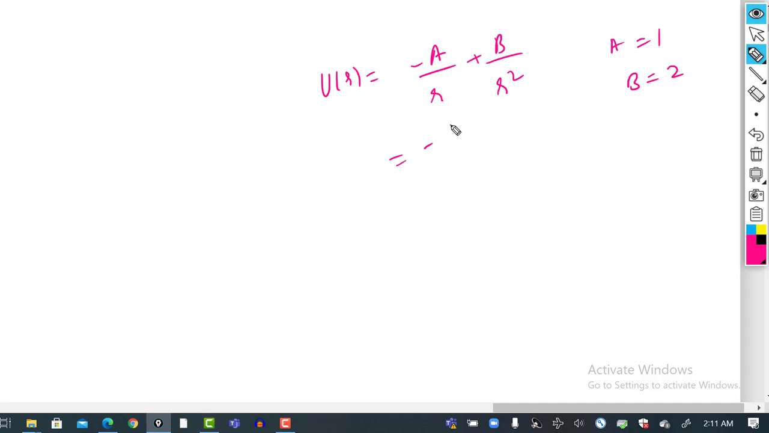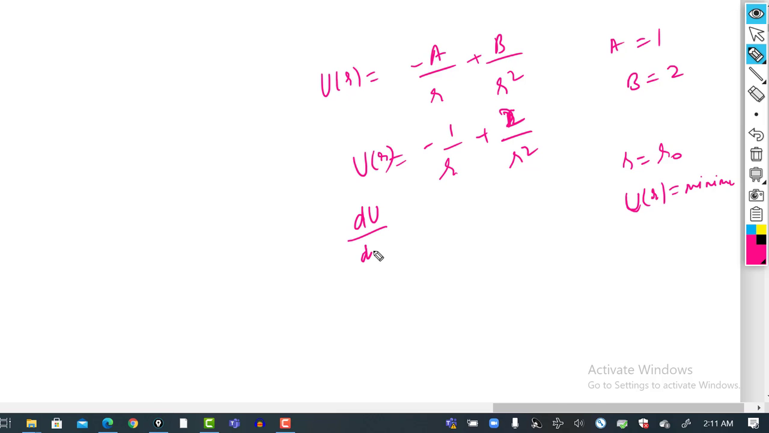Okay. So minus 1 by r plus, of course, b is 2, so 2 by r square, u of r. Now I have told you r becomes r naught when u of r is minimum, right? The condition, remember the graph. So basically you have to just put du by dr equal to 0 and r will become r naught. So du by dr will be 0.